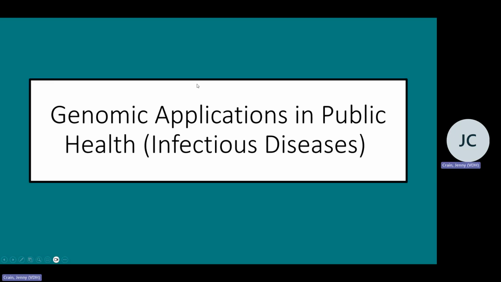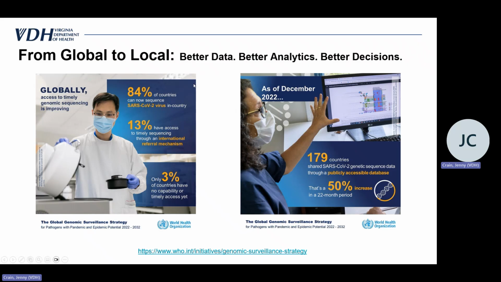So for the first lesson, my name is Jenny Crain. I am a genomic epidemiologist at VDH. I just want to set the stage by talking about the World Health Organization Genomic Surveillance Strategy document. In this document, they include a mission statement that is to provide quality molecular epidemiology intelligence for use by country, regional, and global stakeholders.